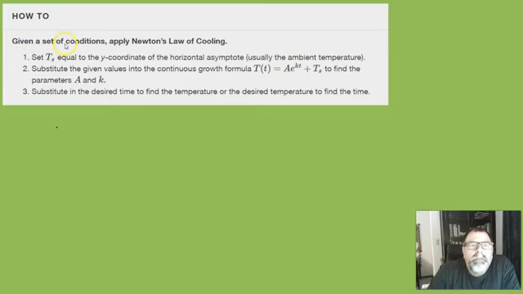All right, how to, given a set of conditions, apply Newton's law of cooling. Set T sub s equal to the y coordinate of the horizontal asymptote, usually the air temperature. Substitute the given values into the continuous growth formula, given here. Define the parameters A and k. Substitute in the desired time to find the temperature, or desired temperature to find the time.